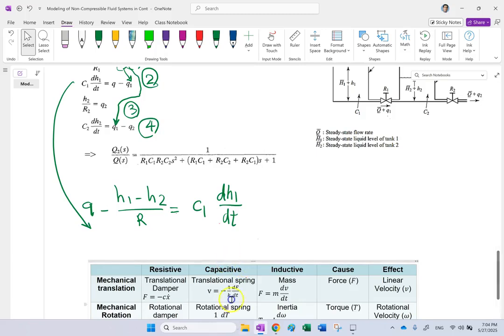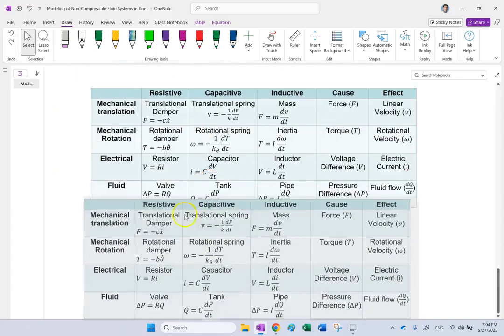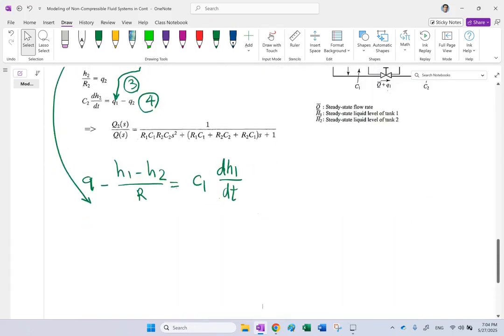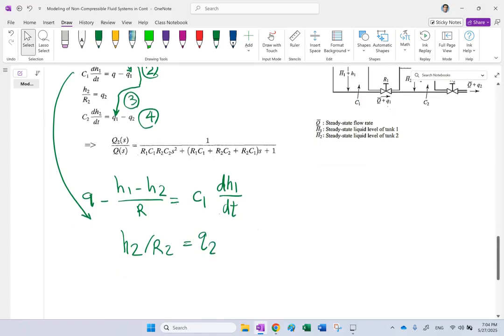Now equation number 3 is not going to be affected, so we can leave it as is. And then we are going to go with the last equation. So let me write equation number 3, which is whatever it was. So it's just H2 over R2 is Q2. And then the last equation is going to be that same H1 minus H2 over R.